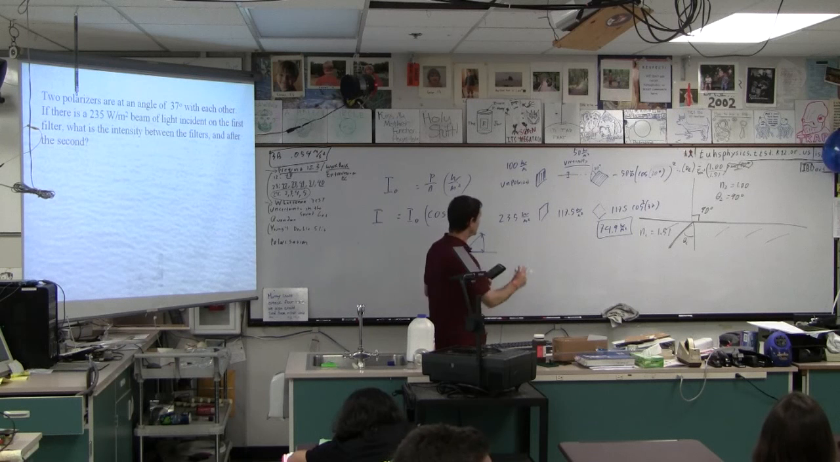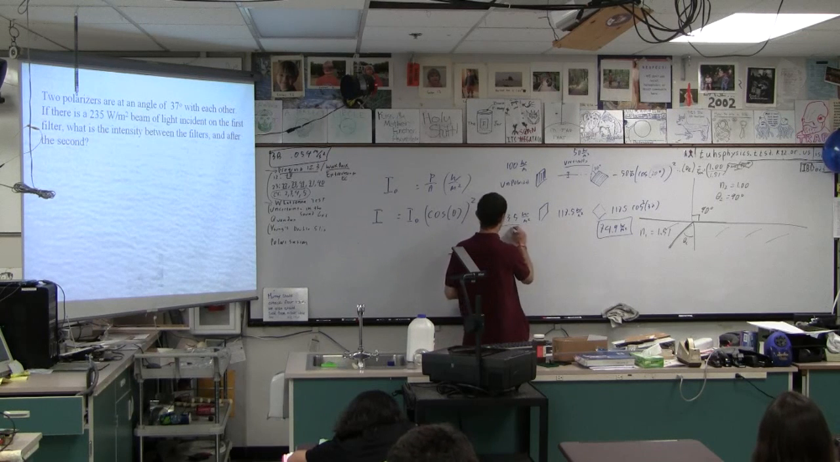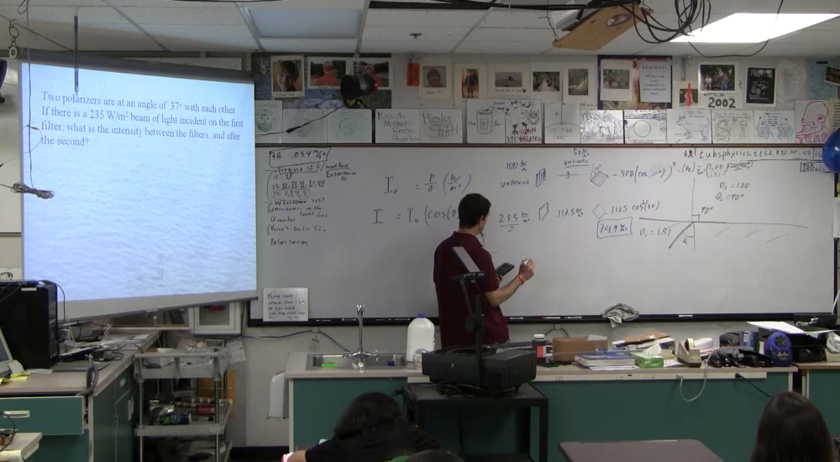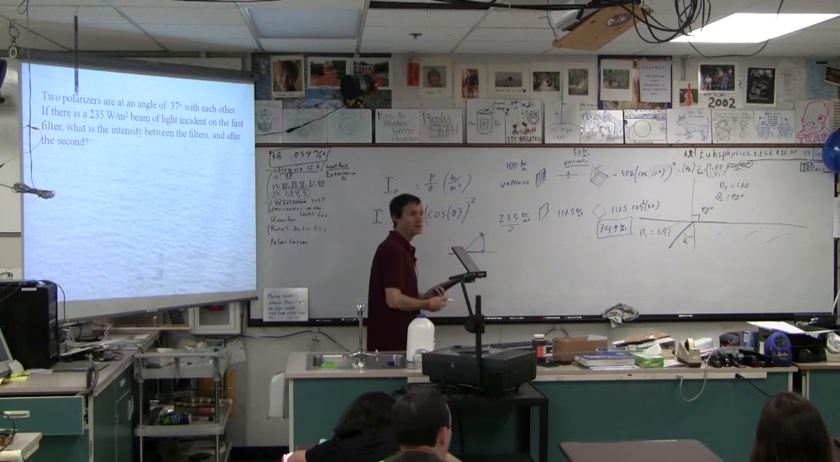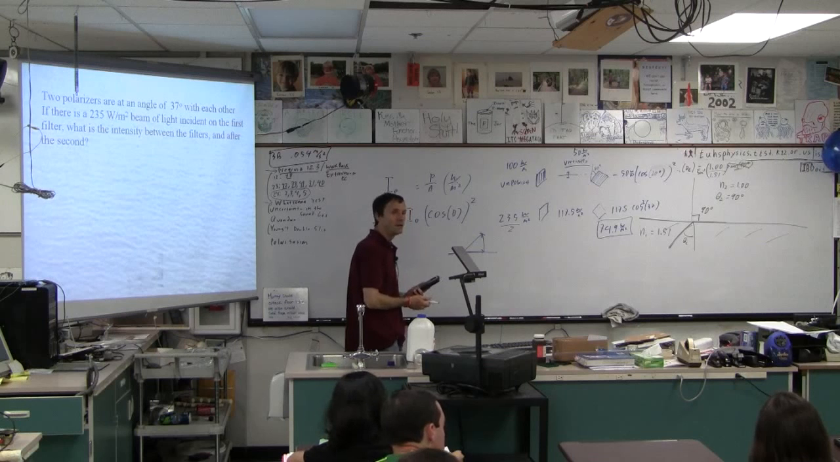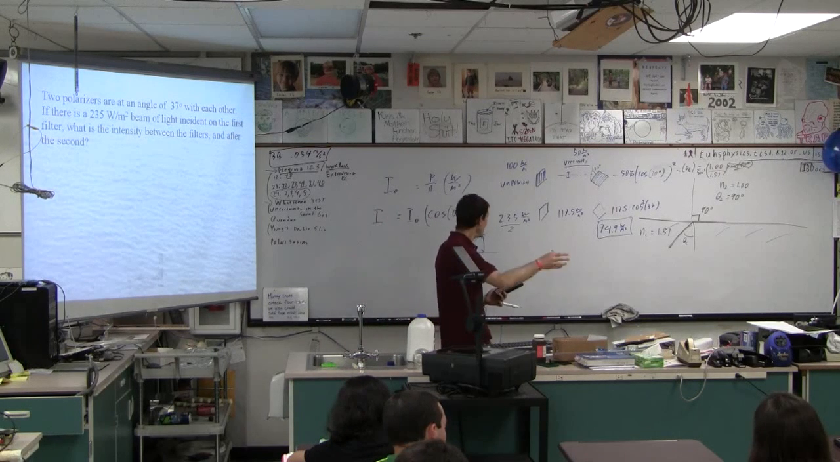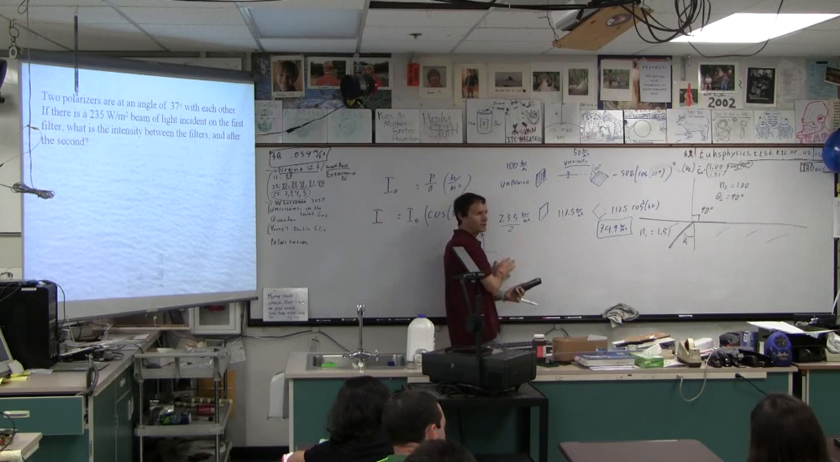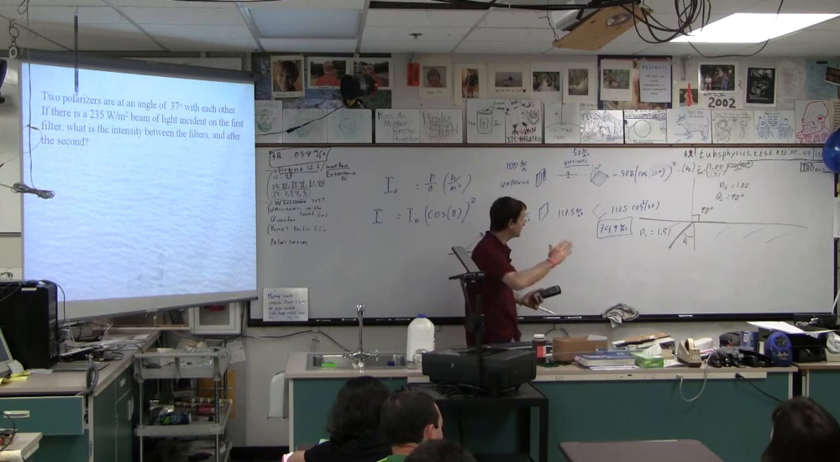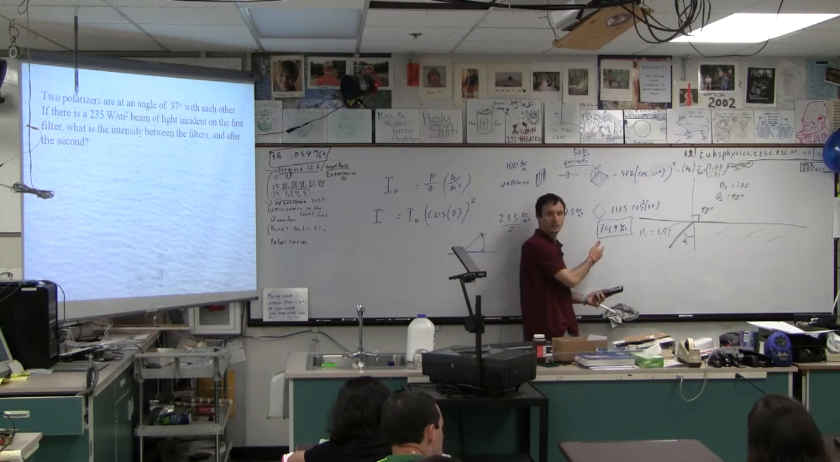117.5? That's this guy divided by 2, because when it goes through the first filter, it loses half its brightness. Now, if they give you a problem where you have 500 watts per square meter of vertically polarized light, then it's already polarized. And then it hits a filter that's 37 degrees with the vertical, well then you're set, just use the 500.